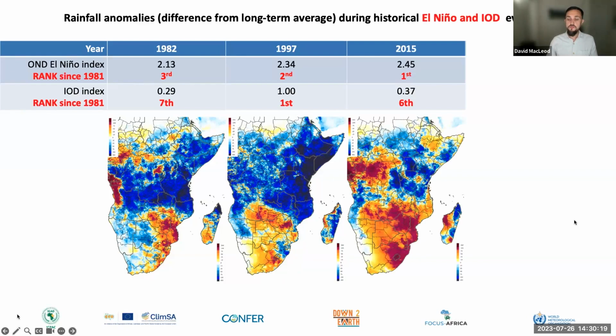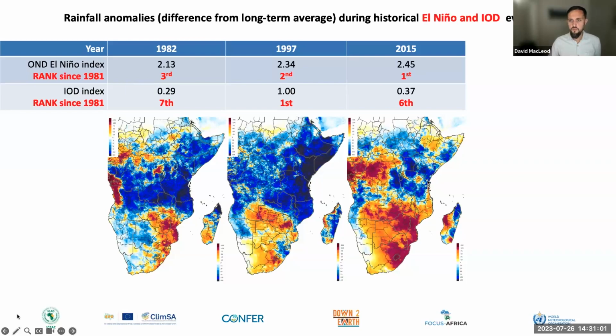Let's go on. Let's look at 2015. This was the big one. According to this data and this metric, this was the biggest El Niño event. But the IOD was the sixth largest. So compared to 97, the El Niños were about the same magnitude, but the IOD was much weaker. And if you look over East Africa, you don't see the same huge rainfall anomaly. In fact, that 2015 season was more moderate than expected, with large areas over the bimodal area of Ethiopia, northern Somalia, Somaliland, and parts of Kenya actually drier than average.